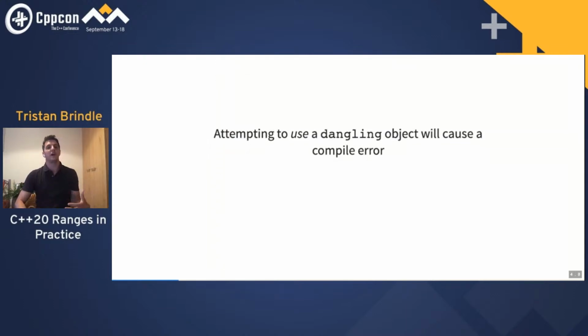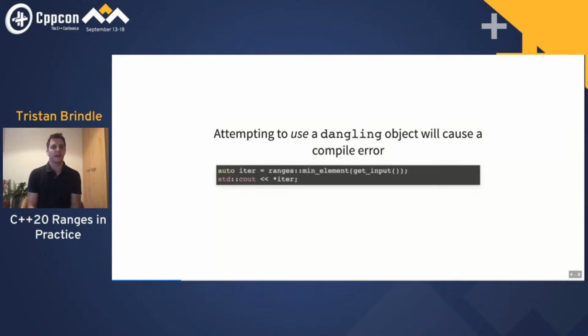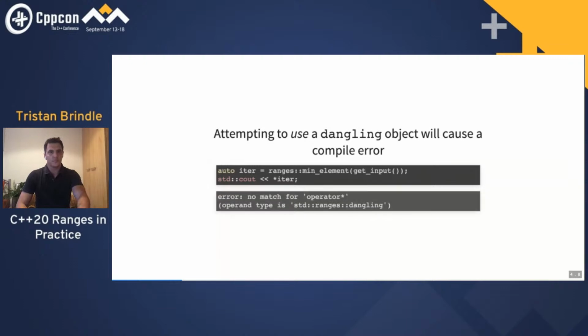The problem comes when we try to use a dangling object. Attempting to use a dangling will cause a compile error. So if we were to do something like this, if we were to attempt to dereference the iterator and print the value, we're going to get an error that looks like this. In fact, not just looks like this, this is the exact error that GCC prints out for this example. So: no match for operator star, operand type is standard ranges dangling.